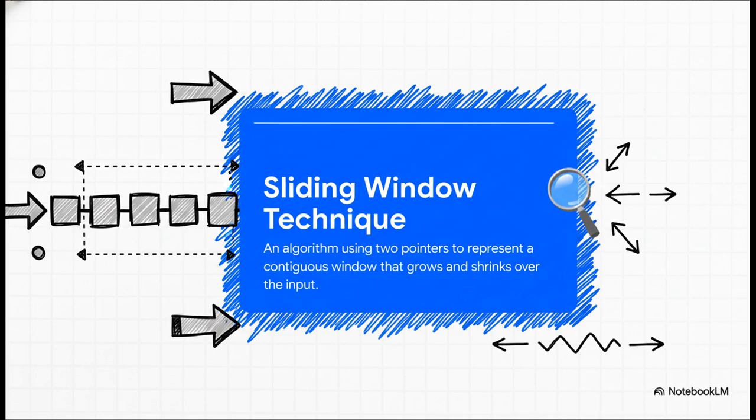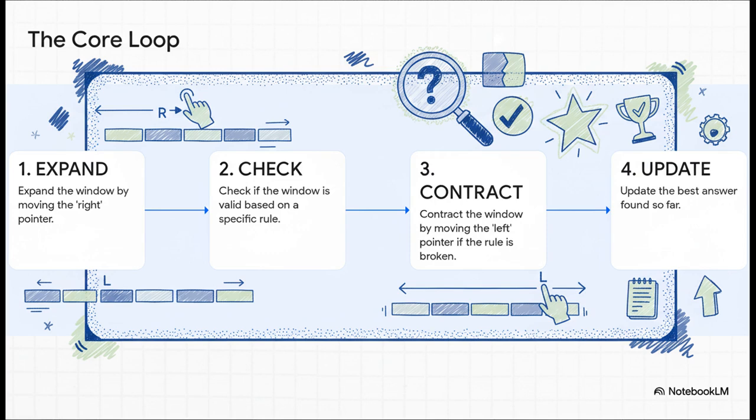So, to put it a bit more formally, the sliding window technique is just an algorithm that uses these two pointers to define that contiguous section. We systematically grow it and then shrink it to find our answer, all while moving across the input only one time. And the whole process really just boils down to a simple four-step loop.